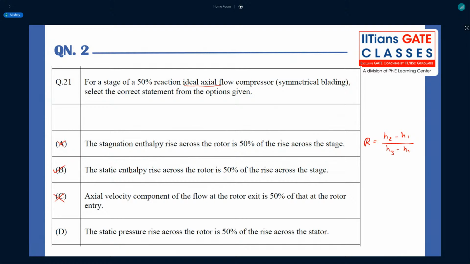So this option is correct. The last option is also correct because static pressure rise across the rotor is 50% of the rise across the stator. Similarly, we can also define the degree of reaction in terms of static pressure rise in a rotor to static pressure rise in a stage. So from here again, we can conclude that half of the static pressure rise occurs in a rotor. So this is also correct. The other half has to be coming from the stator. Options B and D are correct.